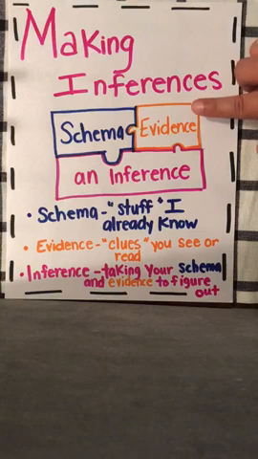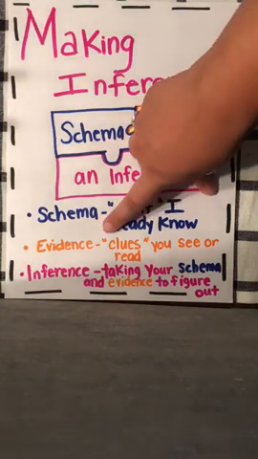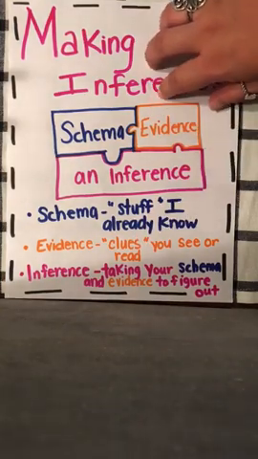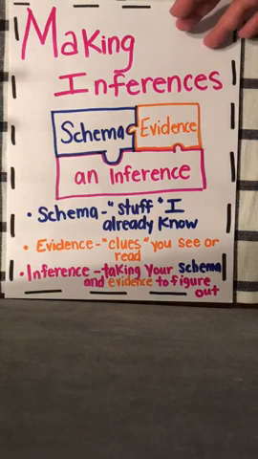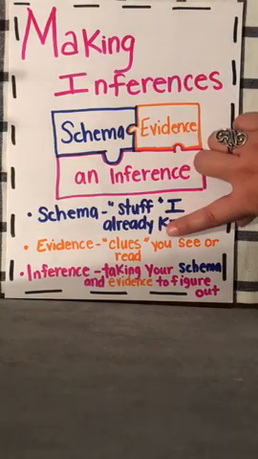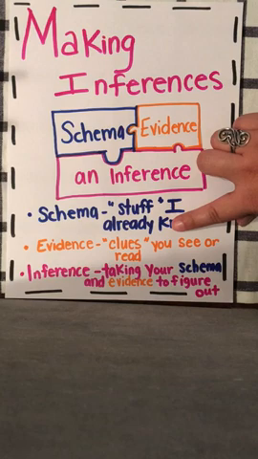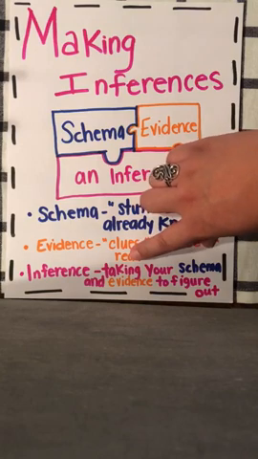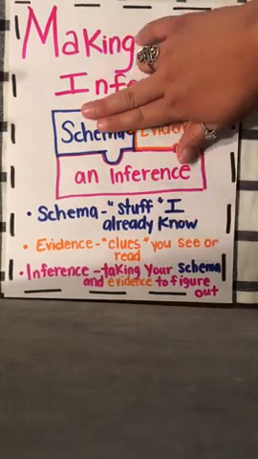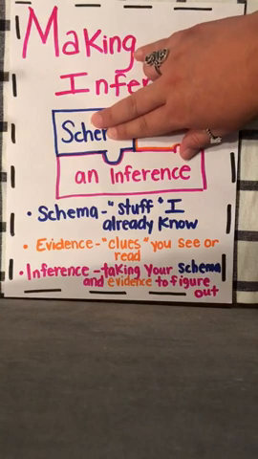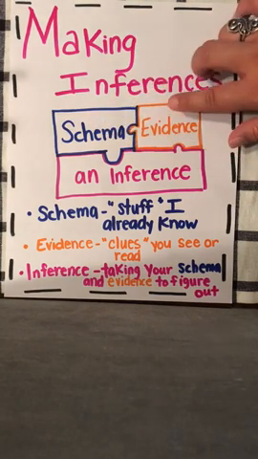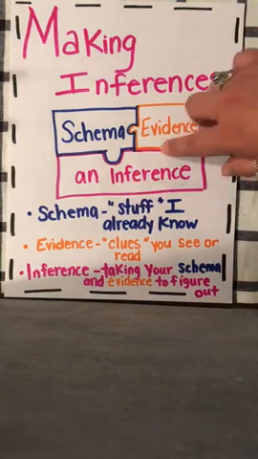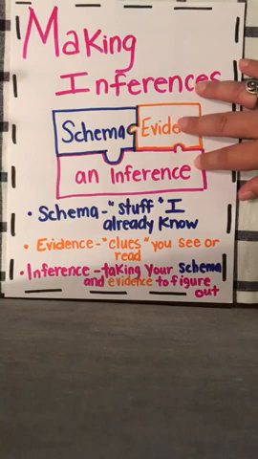Then you use your evidence. Evidence is clues you see or read. Evidence can be anything that you think sounds like something you could think of. To make an inference, you are going to take your schema, your background knowledge, that secret file folder, the stuff you already know, and you're going to use those clues, that evidence. You're going to put those together, and what you're going to have is an inference.